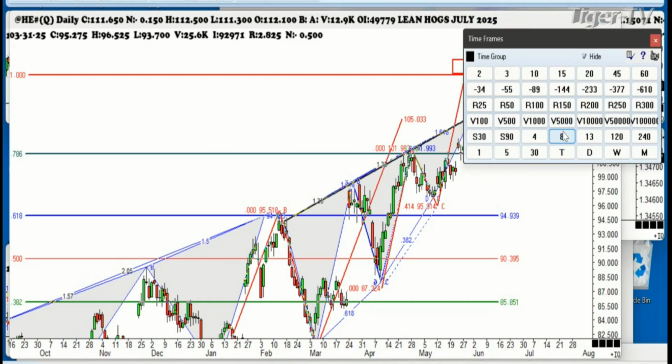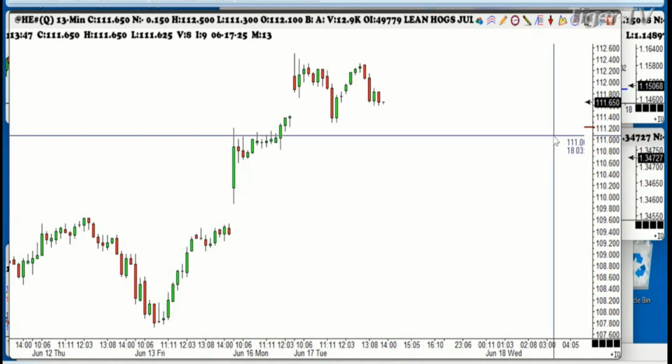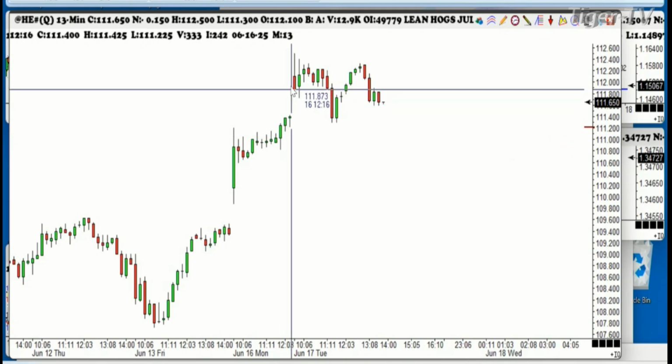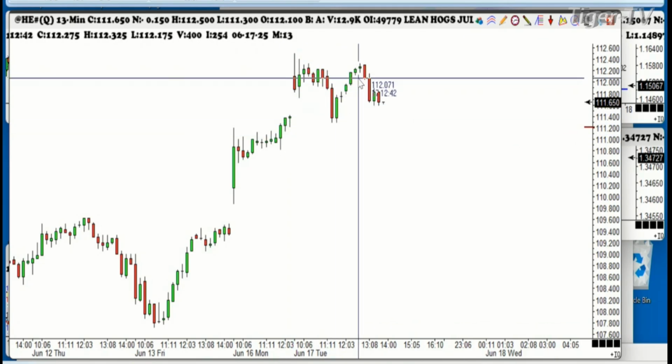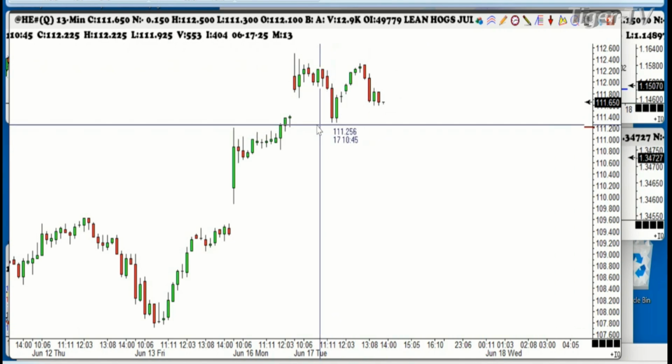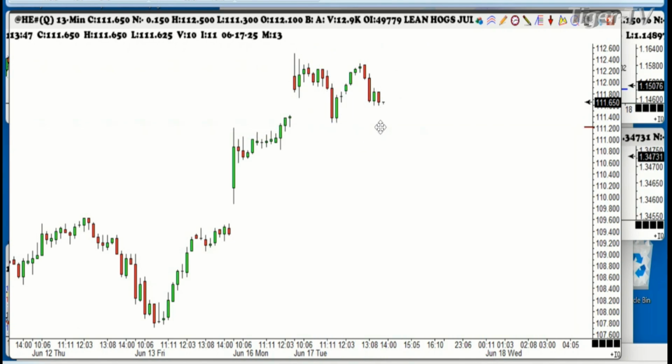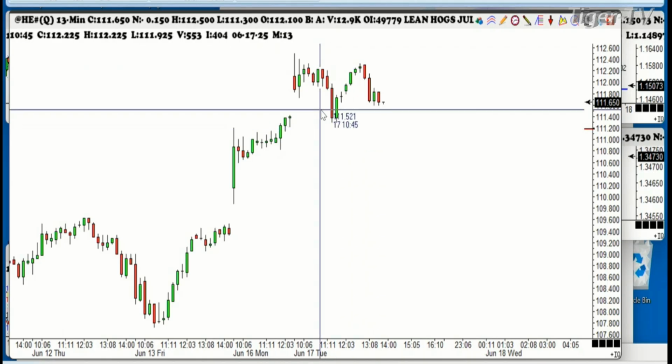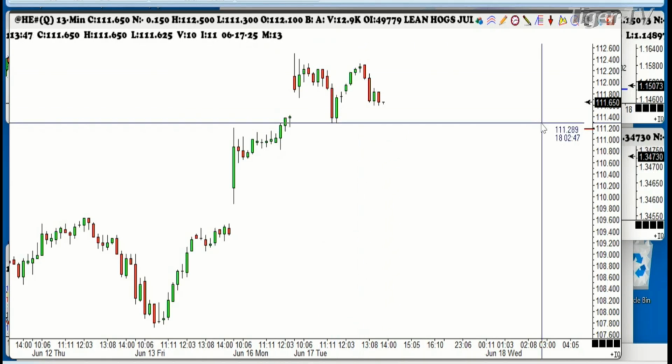Get this 13-minute up. I wanted to show you the early morning gap was this morning. You see, then we came down, then we rallied up to this one right here, and now we're here. If we close below here, which would be 111.20, and that's down a little bit level with this level right here, there'd be a chance that this might be some type of a top. But I mean, nobody wants to sell hogs, for heaven's sakes.